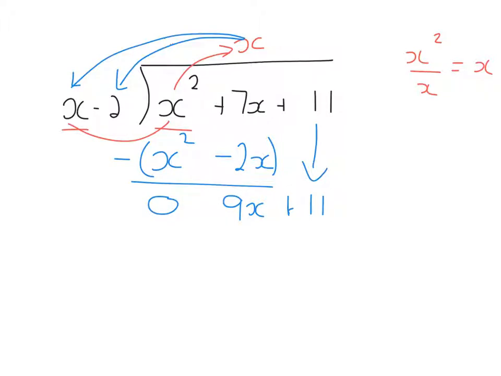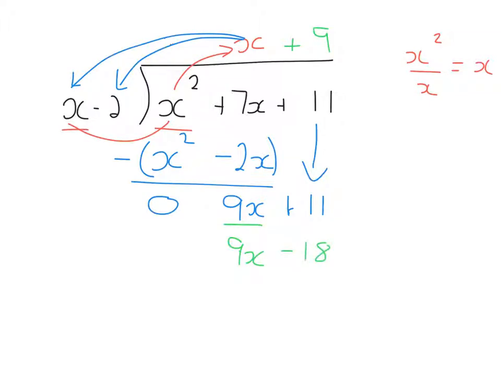All right, and just as before we take the lead term and we divide it by x, so the 9x divided by x becomes 9, and the 9 gets written above the term with the matching x power up above the 11. We notice that it's a plus, so we put a plus in there. All right, now we're going to multiply back down again, so it's going to become 9 times x is 9x, and 9 times minus 2 is minus 18.